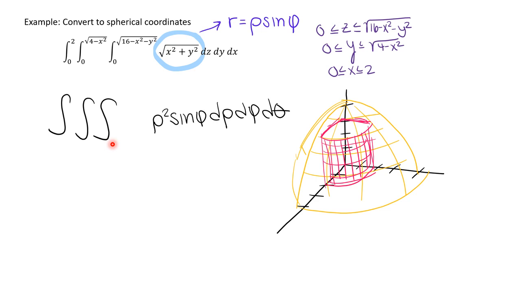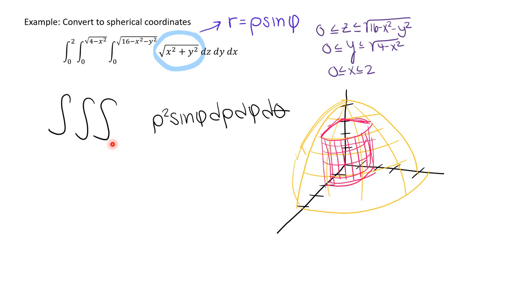So I'll start by working with the function square root of x squared plus y squared. That's the same thing as r from our polar or cylindrical coordinates. And r is rho sine phi. So I can convert that function into a rho sine phi.